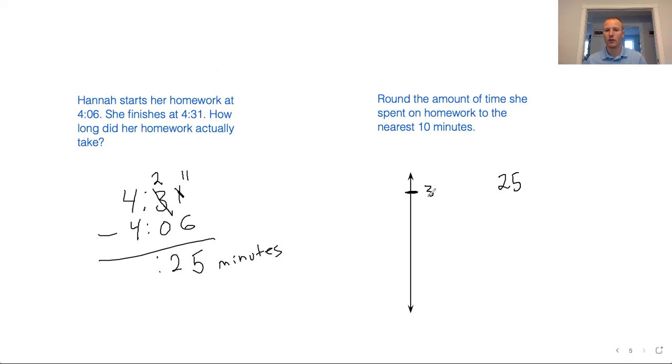So the 10 above is 30. Because if I started at 25 and counted up, the next thing that ends in 0 is 30. And if I start at 25 and I count down, the next thing that ends in 0 is going to be 20. And 25, it happens to be right in the middle of those things. Okay, so I'm going to put a dot there as well. And remember, anything that ends in a 5, 6, 7, 8, or 9, when you're rounding to the nearest 10, you round up. So 25 rounds up to 30. 25 is about 30. So she spent about 30 minutes on her homework if I'm rounding to the nearest 10.